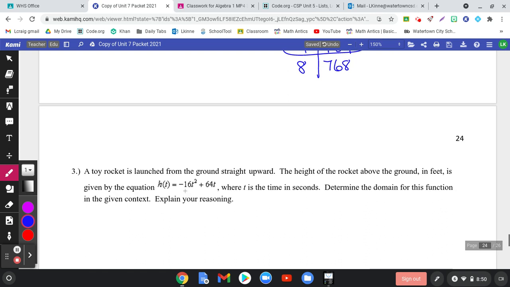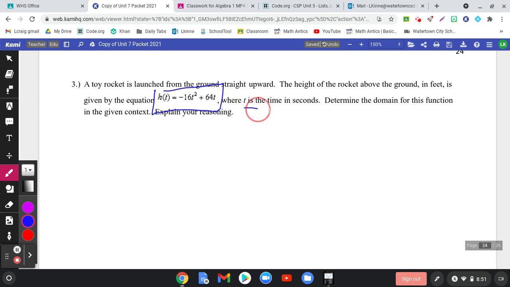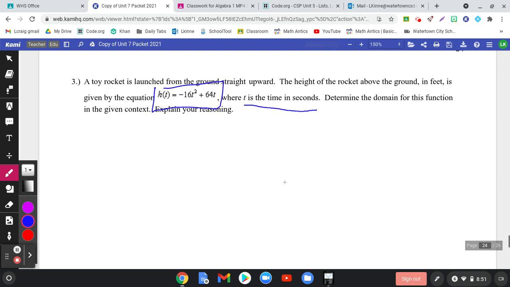A toy rocket is launched from the ground straight upward. The height of the rocket above the ground in feet is modeled by this equation. They're looking awfully familiar. t is the time in seconds again. Determine the domain for the function in the given context. Explain your reasoning. Well, again, let's type it into the calculator and see what we're working with. I see this negative, so I know it's going to be concave down. And I also don't see a constant, so I know it's going to start at the origin. So if I were to sketch this, I'm going to have a parabola that goes up, and then eventually your object comes back down.